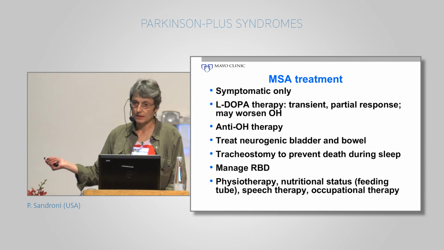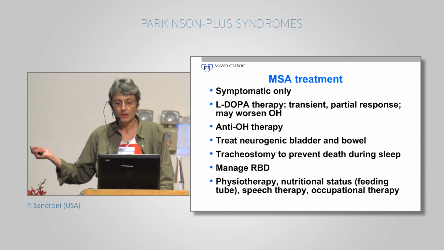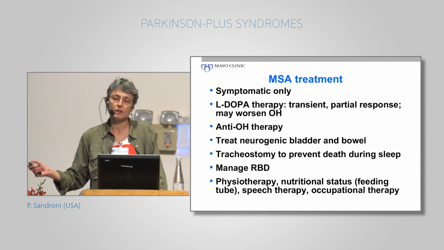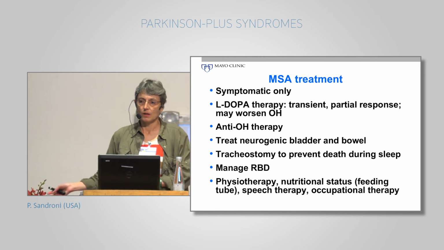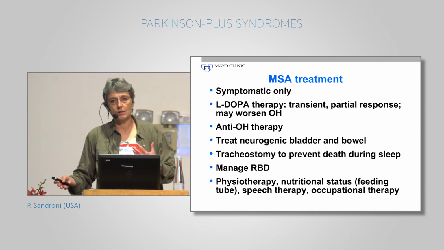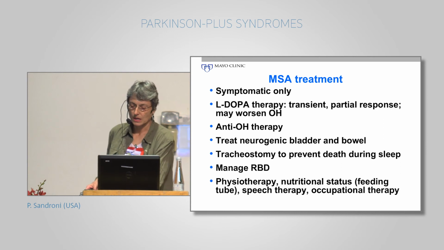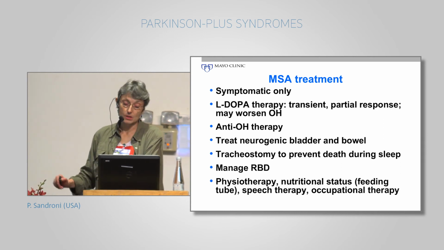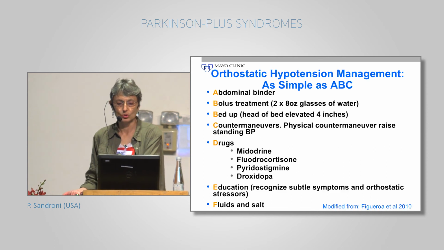Management of neurogenic bladder and bowel, I already mentioned that. Tracheostomy to prevent death during sleep, manage the REM behavior disorder, and very aggressive physical therapy, speech therapy, occupational therapy, as well as work with your GI colleagues to manage the nutritional status and eventually, again, the feeding tube.